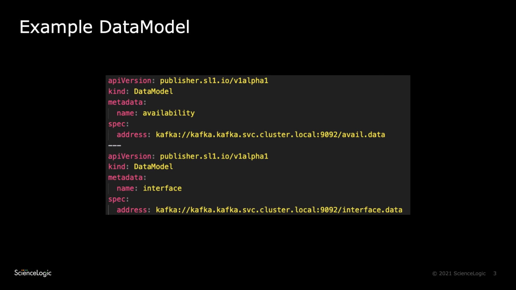To get started, data models first need to be created to represent the data you wish to listen for. Data models are defined in YAML files and can be applied using standard Kubernetes commands. This is an example of a YAML file that defines two data models, availability and interface. By applying this YAML file to your SL1 extended platform, you enable the ability for subscriptions to read off those data types and send them outwards. With the data models created, you can now start defining subscriptions.